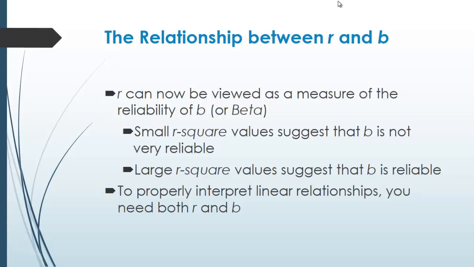The slope may be large, but it's not reliable if R square is small. However, if you have a large R square, which means you have a large Pearson's R, it suggests that the B value, whether it's large, medium, or small, whether that slope, no matter the size, is reliable or much more reliable than if the R square value is small. To properly interpret any linear relationship, specifically with the regression, you need both Pearson's R and the slope, or you can use the beta if you prefer.